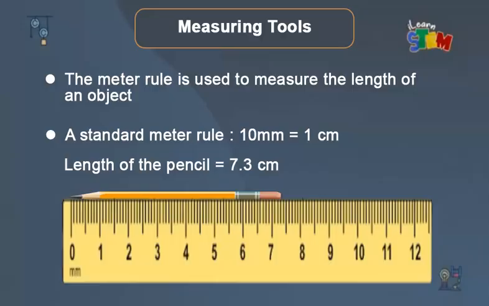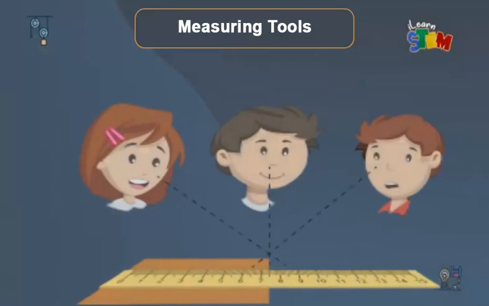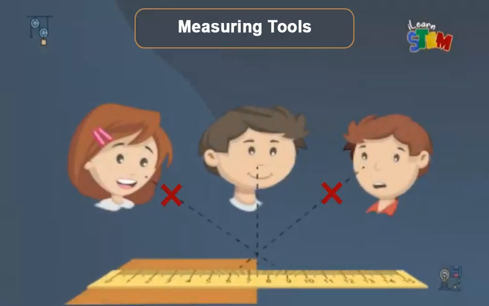Take note of this. When reading a measurement from a meter rule, do not read from an angled direction. Instead, look vertically downward on the markings. This is to avoid parallax errors. You're doing amazingly well. Now, let us look at how we can measure mass using a beam balance.